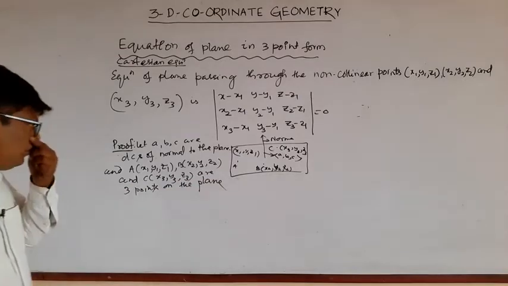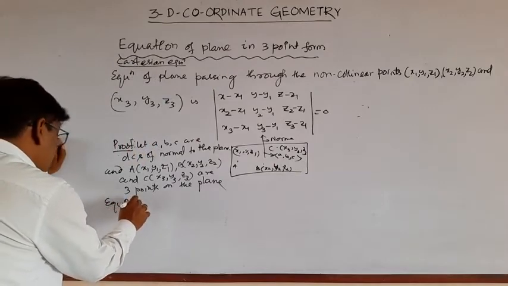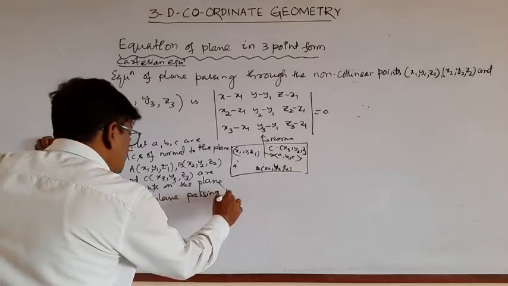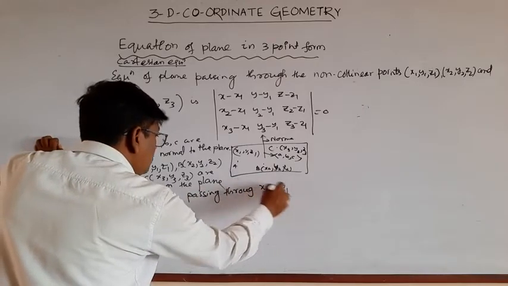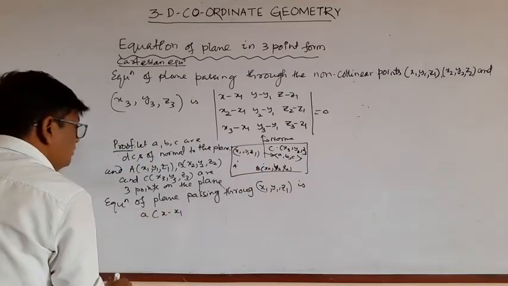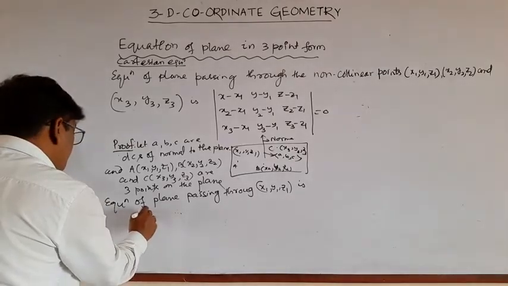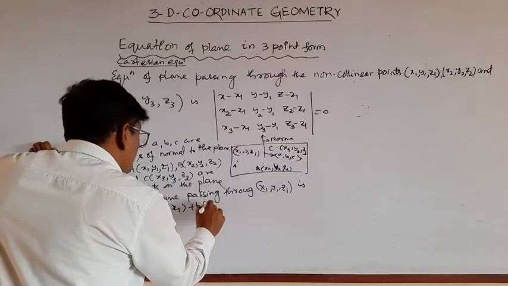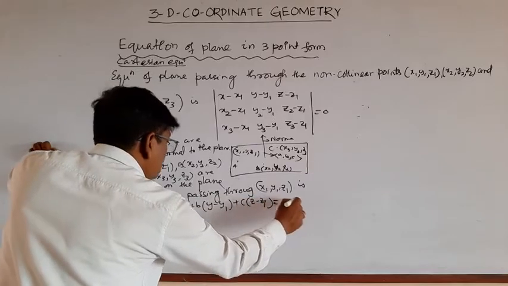Okay, so the equation of plane passing through x1, y1, z1 is a into x minus x1 plus b into y minus y1 plus c into z minus z1 is equal to 0. This is equation 1.